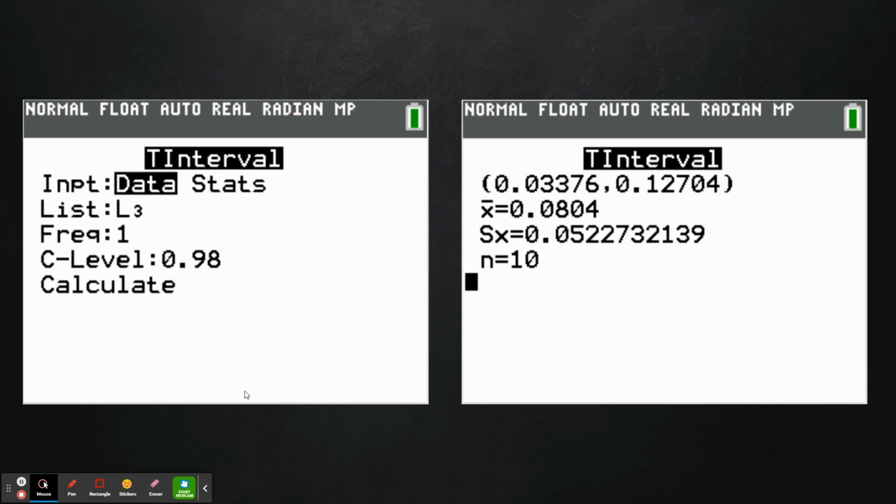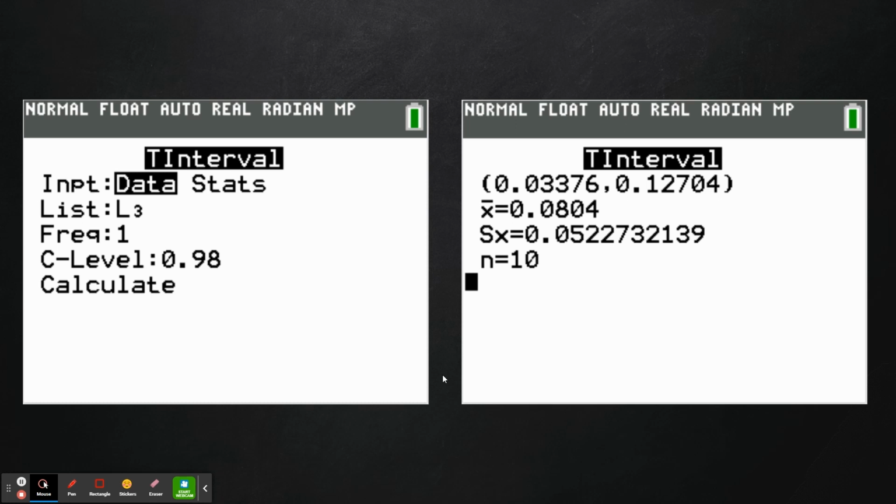To run our data here, since we're using just the differences, we're going to calculate it the same as we would for a one sample T interval. So we go to T interval in the TI-84. We have our data in list 3. Our confidence level here is going to be 98%. We can hit enter, and we get this lovely interval over here, 0.03376 to 0.1274.